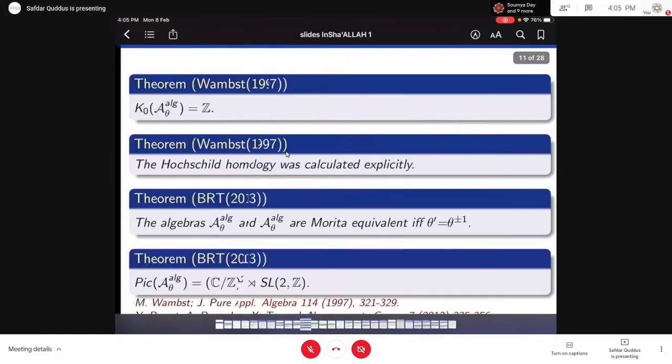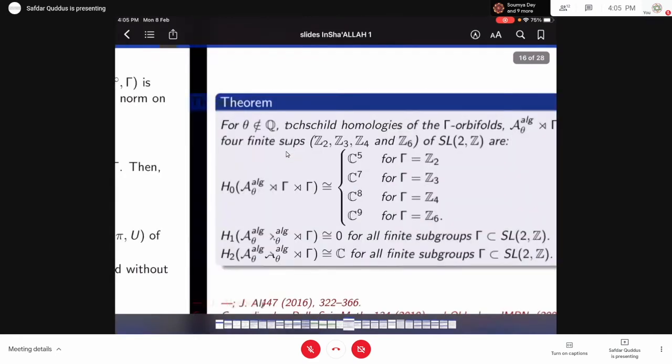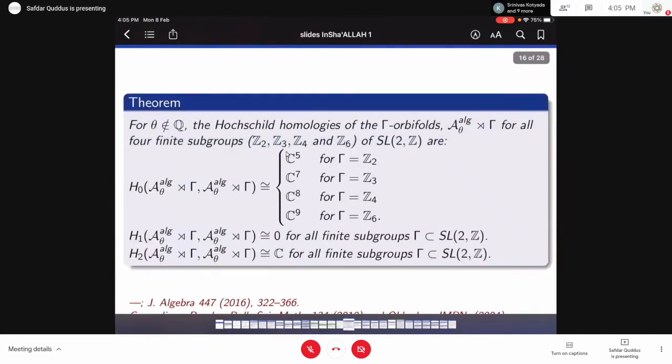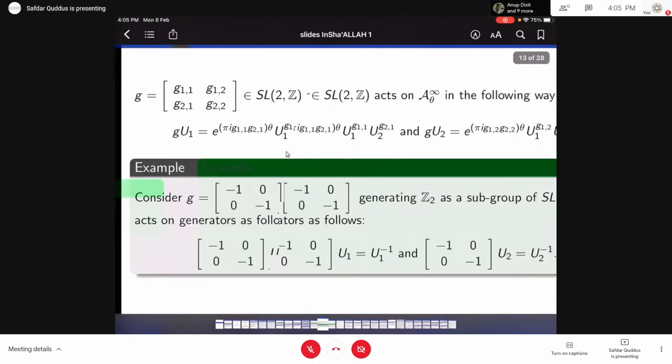Yeah. So the problem here in trying to understand the Hochschild homology for smooth cross product with smooth non-commutative orbifold is basically that Diophantine condition, which arose because of the decay condition on the elements of the smooth non-commutative torus algebra, that it had to decay faster than polynomial rate. Do you remember?